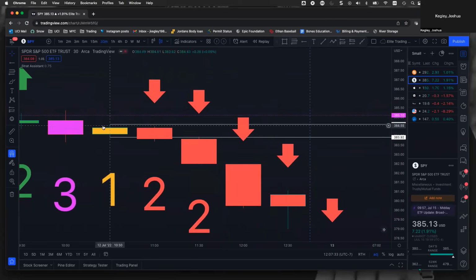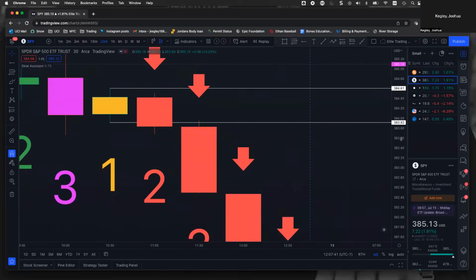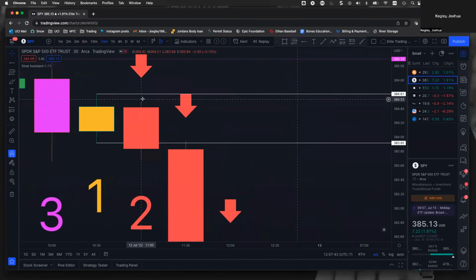Stop loss would have been the high. So stop loss is 384.57 in this case. As you can see, price doesn't touch. Let me expand these. So price never hits the stop loss. Okay. So price opens, tries to push up, fails. Price drives back down here and then ends up closing.